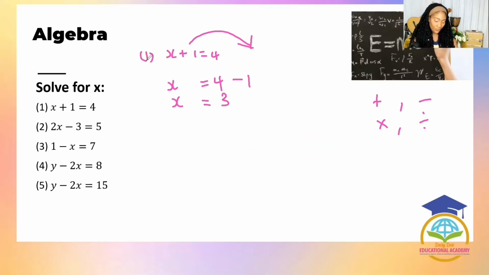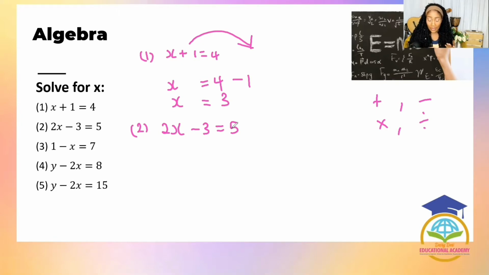Now question 2. Question 2 says 2x take away 3 equals 5. So again, we want all the x's on one side, all the numbers on the other side. But when we want all the x's on one side, we want x alone, right? In this question, we have 2x.